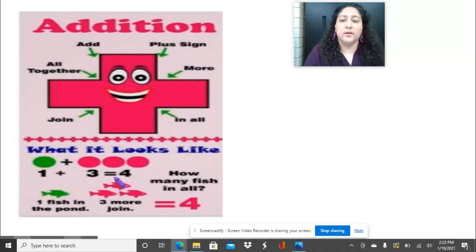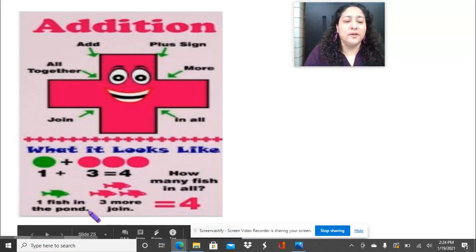Then this sign right here that looks kind of like this, that one's called equals. So when you want to give the answer, you say equals. When we see the plus sign, we say plus. So 1 plus 3 equals 4. What that means is 1 green circle plus 3 pink circles. When we add them all together, our answer is 4. 4 circles all together, or in total, right?